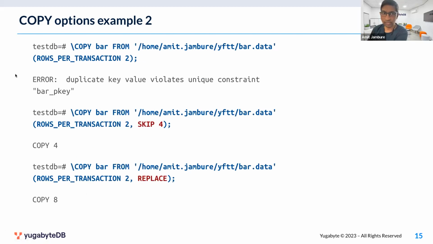After fixing the file, if you try to copy the same file again, the command is going to fail with this duplicate primary key error, because you already have some data in it. So in that case, you should either use the skip 4 option, which will result in inserting the remaining 4 rows, or you use the upsert mode, and in that case, all 8 rows will be inserted.